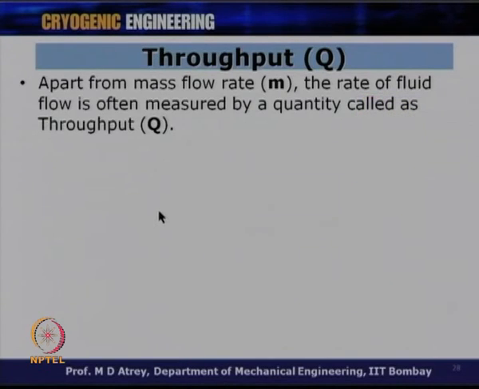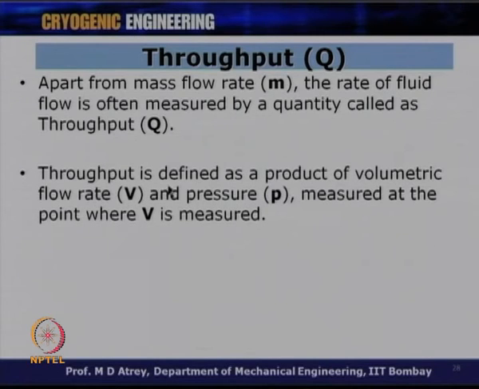Now, let us come to the next nomenclature, which is prevalently used in vacuum technology, which is nothing but throughput, normally designated as Q. Apart from mass flow rate m dot, the rate of fluid flow is often measured by a quantity called throughput Q. We can call something a mass flow rate, which is kg per second, but we have one more parameter called Q, and it is very important because it talks about both pressure and volume flow rates. So, what is this Q?